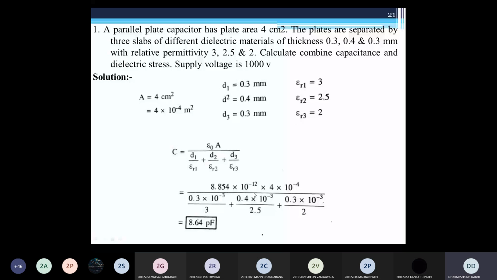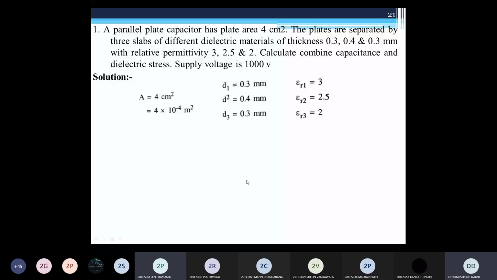You remember this value? Sir, can we solve it and then tell you? Okay, no problem. Solve this and give me the answer.